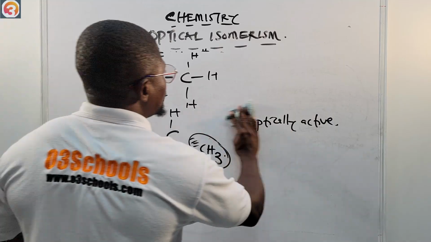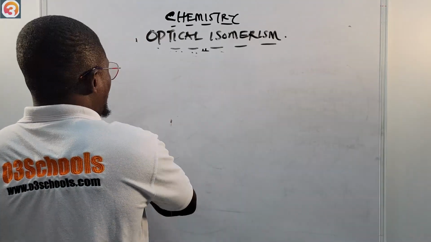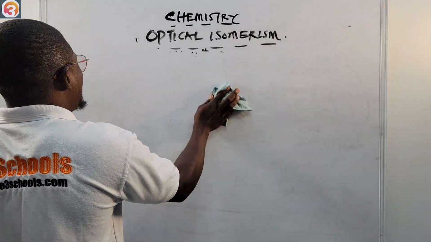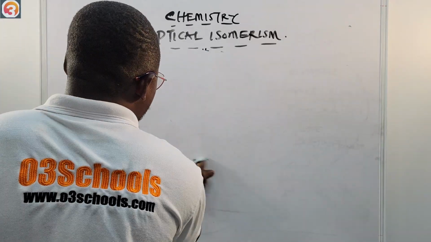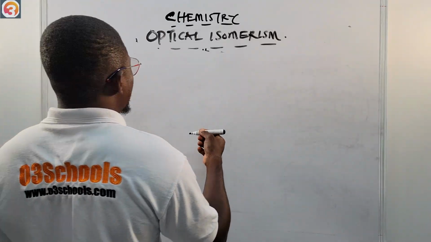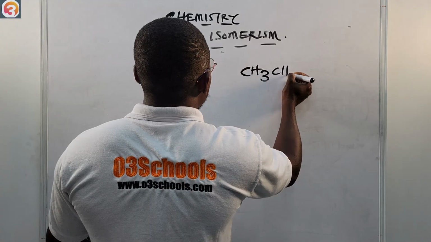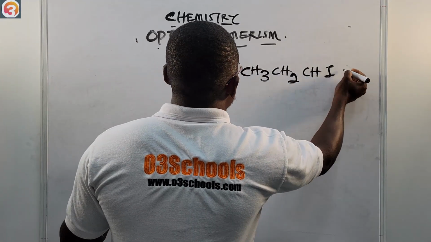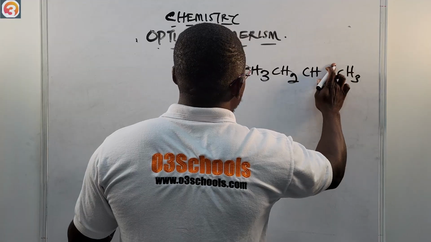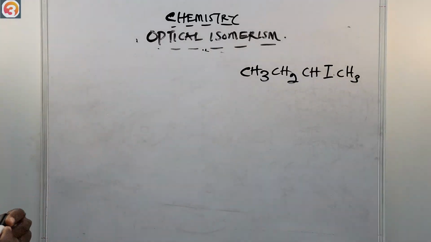Let me give you one to do on your own, to test your knowledge. I, the commander of this army, give you a very good example to do by yourself. Let's say you have something like this: CH3, CH2, CHI, CH3. This is iodine, I. Let's say you're given that molecule, it is very, very easy.